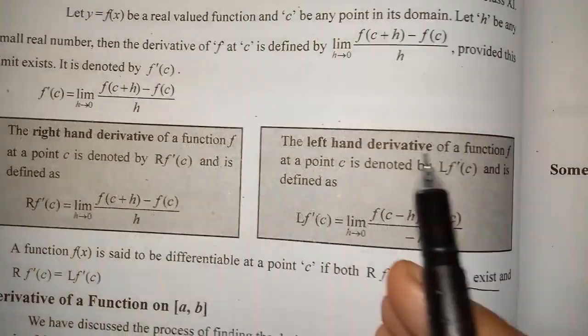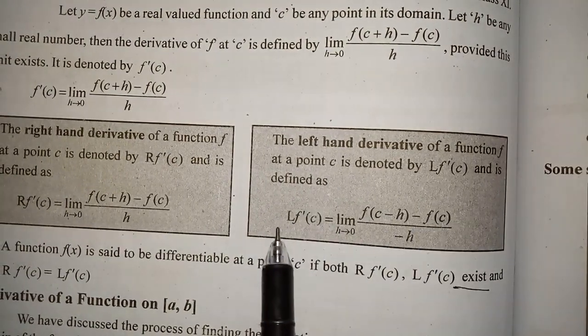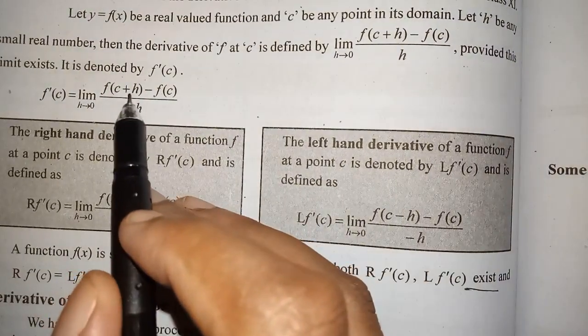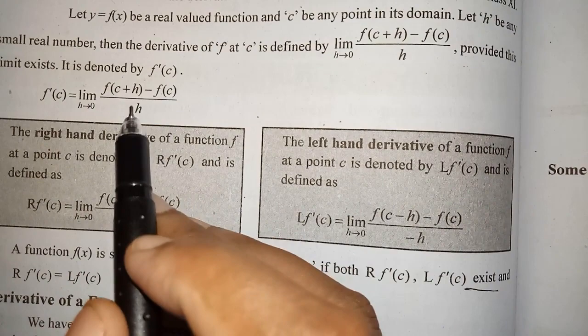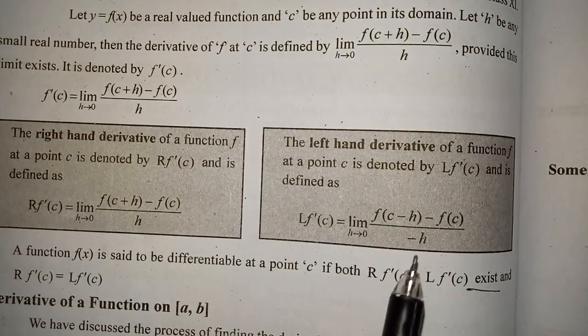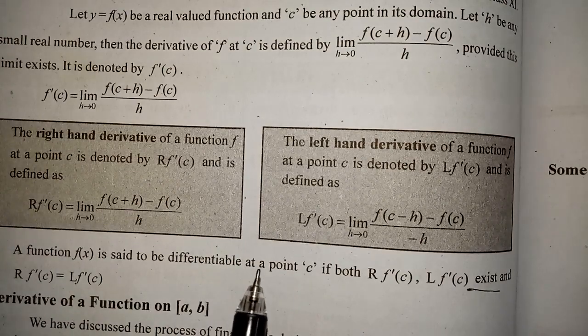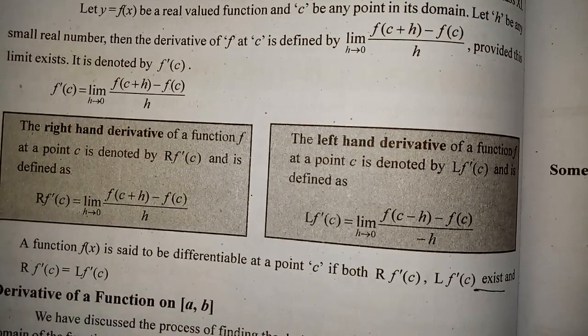Similarly, the left hand derivative of the function is denoted by L f dash of c, and L f dash of c is equal to limit as h tends to 0. Now here there will be a small change, children, because it is coming from your left side. This will become minus h. Okay, you can see here. Now when will your function be differentiable? Your function will be differentiable if both left limit and right limit exist and they both are the same.